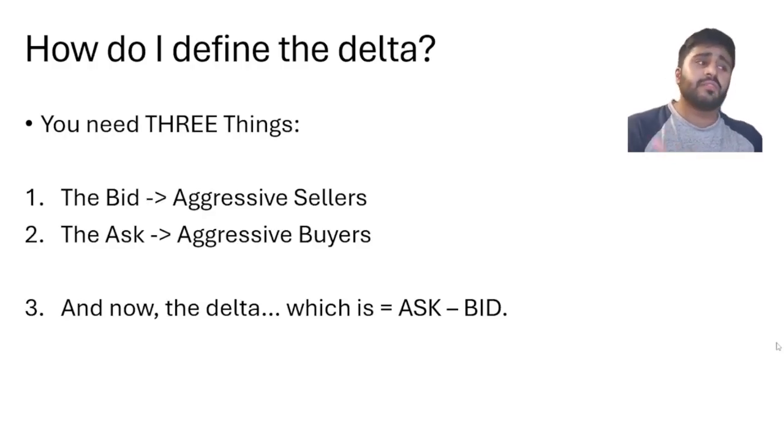So the first thing is we need to define delta. When you're trading ICT concepts, you need to know three things. The first is the bid. This is the left-hand number. These are the aggressive sellers. The ask is the right number. These are aggressive buyers. And now the delta, which is just the difference between the ask and the bid.